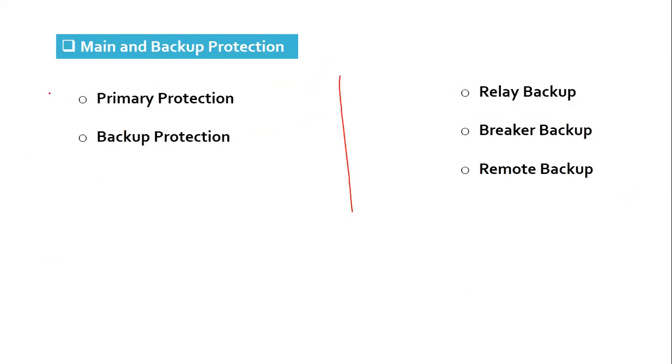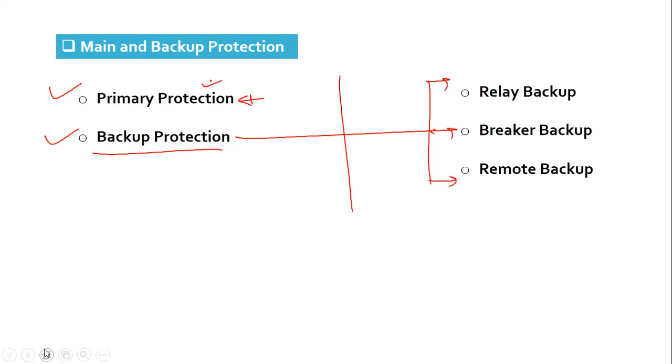Then we have seen primary protection and backup protection. Primary protection is the first line of defense. During any fault, the set of relays which operates first, and the circuit breaker, are known as the primary relay. And if the primary relay fails to operate, the set of relays which operates is known as the backup protection. There are mainly three types of backup protection provided. These are called relay backup, breaker backup, and remote backup.